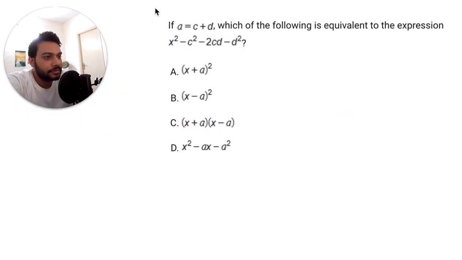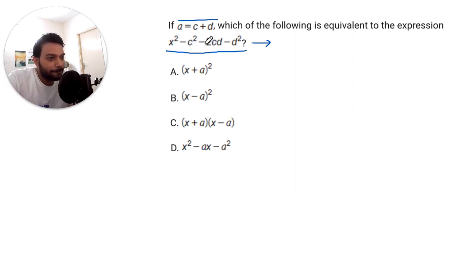If a is equal to c plus d, which of the following expressions is equivalent to x square minus c square minus 2cd minus d square? And there are 4 options given. So 2 informations, one is this expression, one is this, a is equal to c plus d, and we need to arrive at one of the 4 options. Okay, this is a great question.